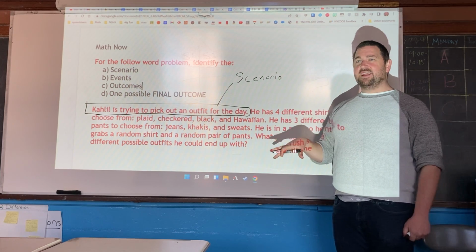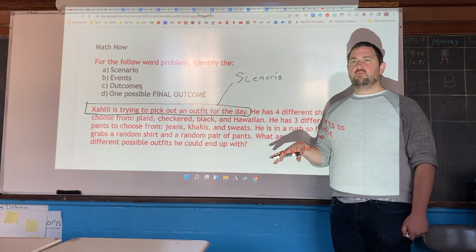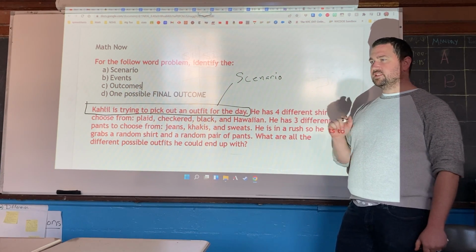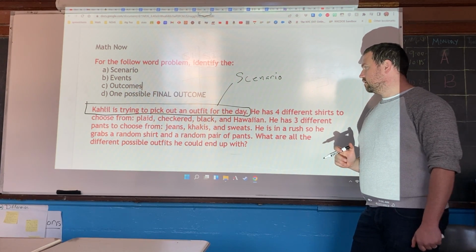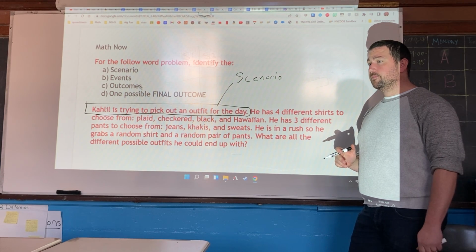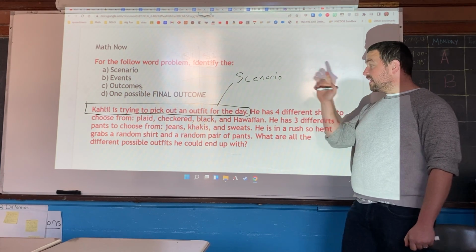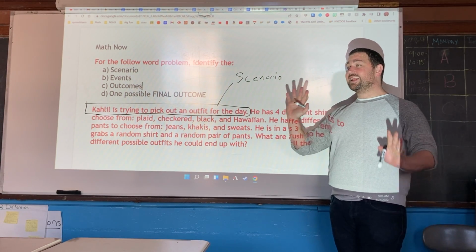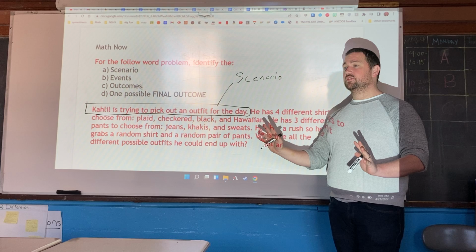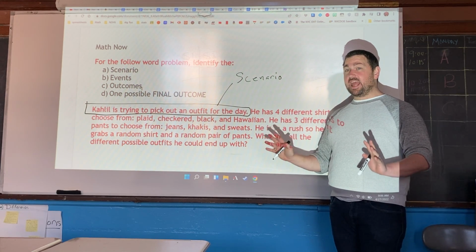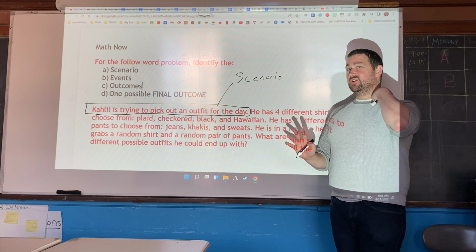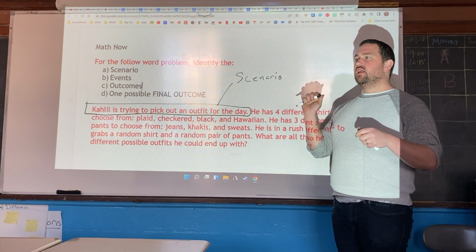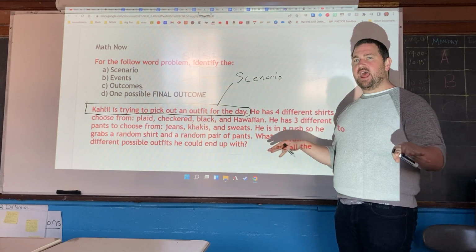What are the events? First off, how many events are there? Two. And what are the events, Betsy? So that's the scenario, you're trying to pick an outfit, right? The events are things that have to have outcomes. And they should theoretically have listed outcomes. So what are the things that he does? What are the actions that he takes that have different possible things that can happen?